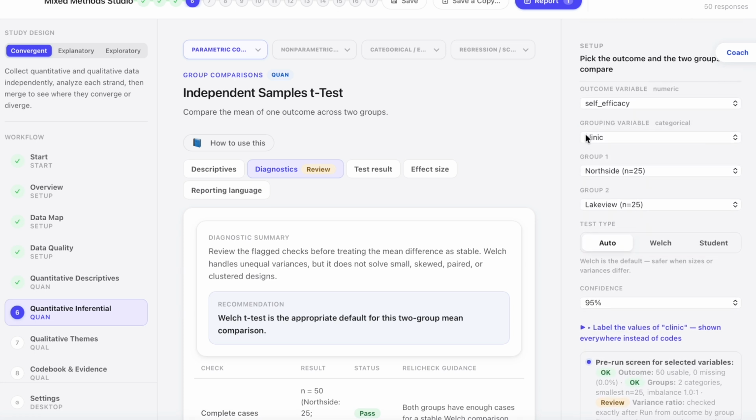I run an independent samples t-test. I set the outcome, my dependent variable, to self-efficacy, and the grouping variable, my independent variable, to clinic. I set the test type to auto, and I leave the confidence interval at 95%.